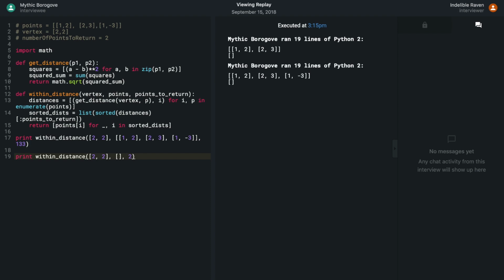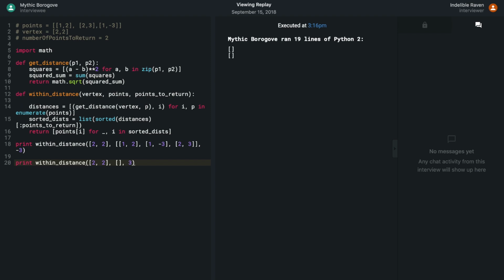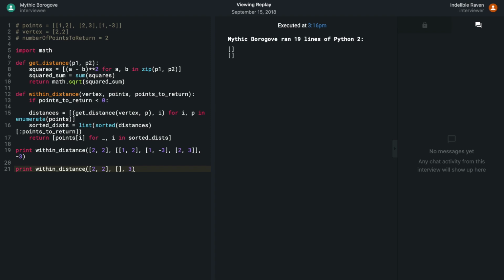Cool. Let me just make sure that sort is working right. Okay. What about a negative number of points? Oh, that's a good question. If I were to request -3 points, I think I should throw an exception because that seems like a misuse of this API, right? Currently, it does this weird thing. Sounds about right. Should we do that? Yeah. Sure, you can ask for 0 points to return, I guess. Then we'll raise.